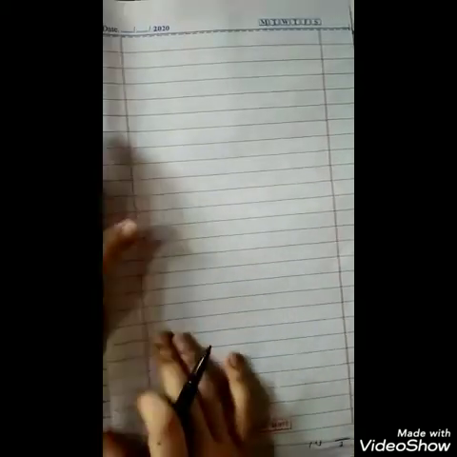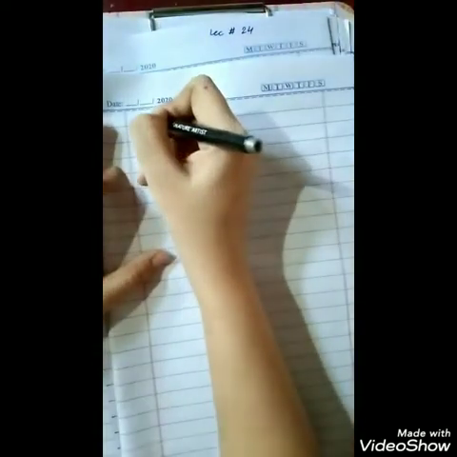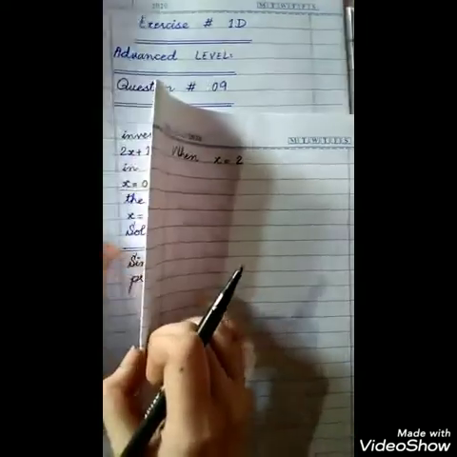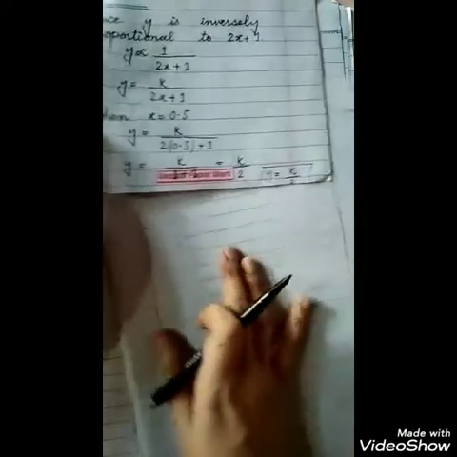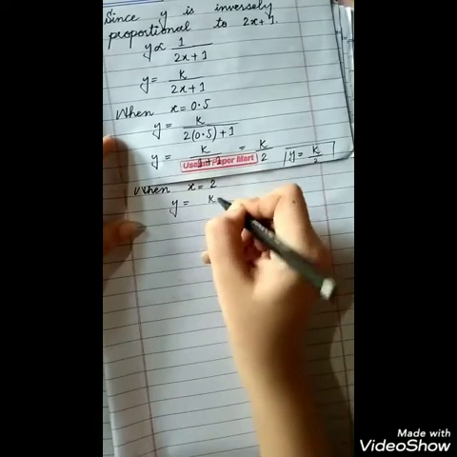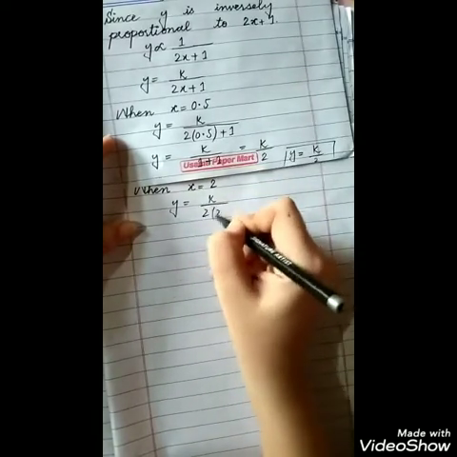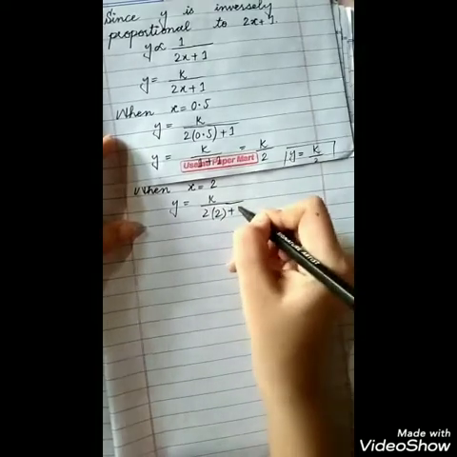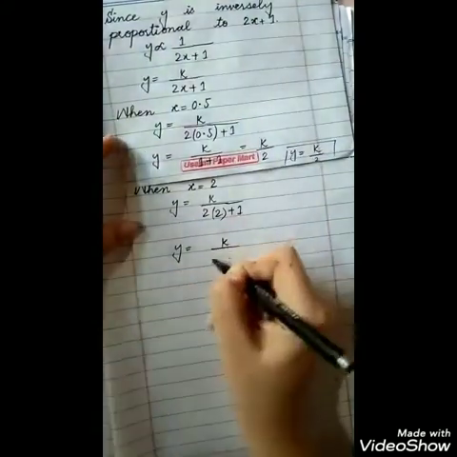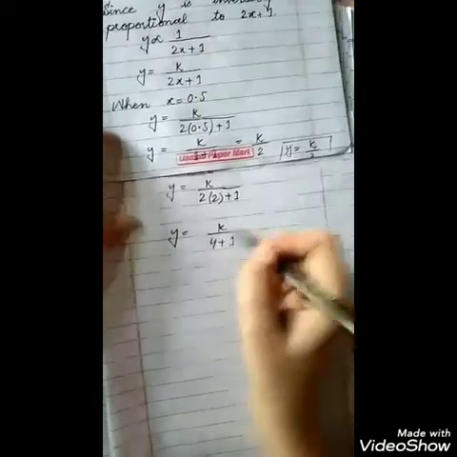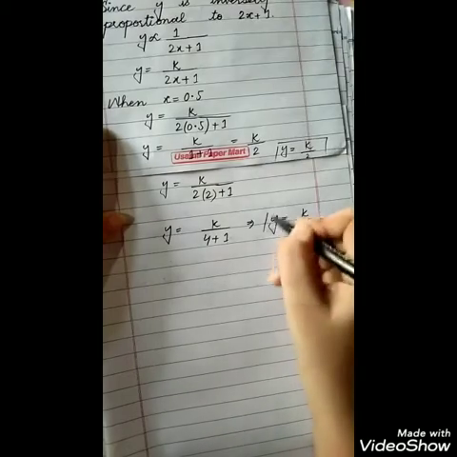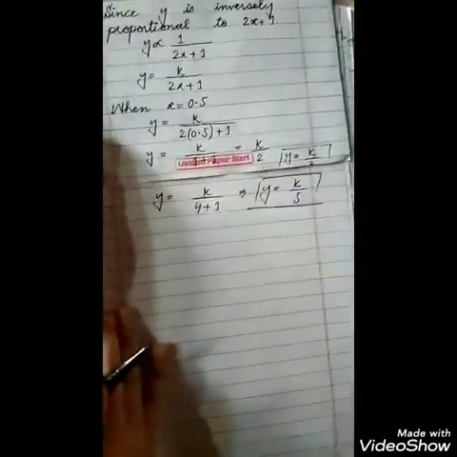Now when x is equal to 2, we have to place the value in that equation. Y is equal to k by 2 into 2, because we have placed the x value, plus 1. So y is equal to k by 4 plus 1. In this way, y is equal to k by 5. We got the second value of y.